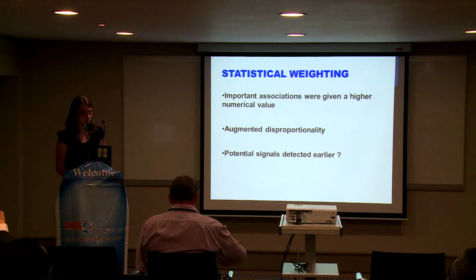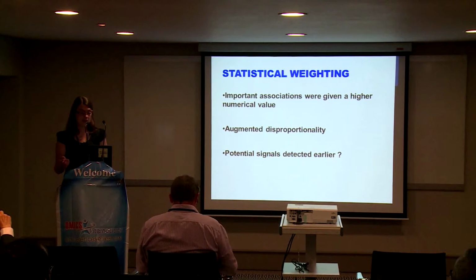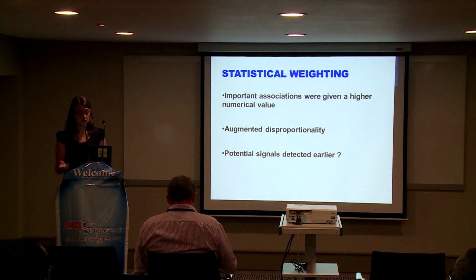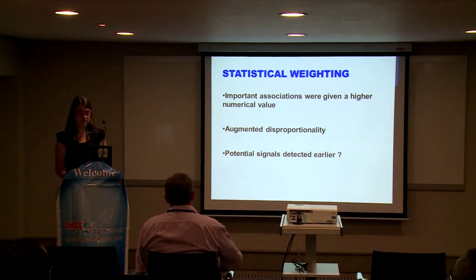So the statistical weighting, the important associations that we measured yesterday, were based on the cardiac failure SMQ, and the weightings from this were used to give a higher numerical value to certain terms prior to disproportionality, in the hope to augment it and potentially identify signals earlier.